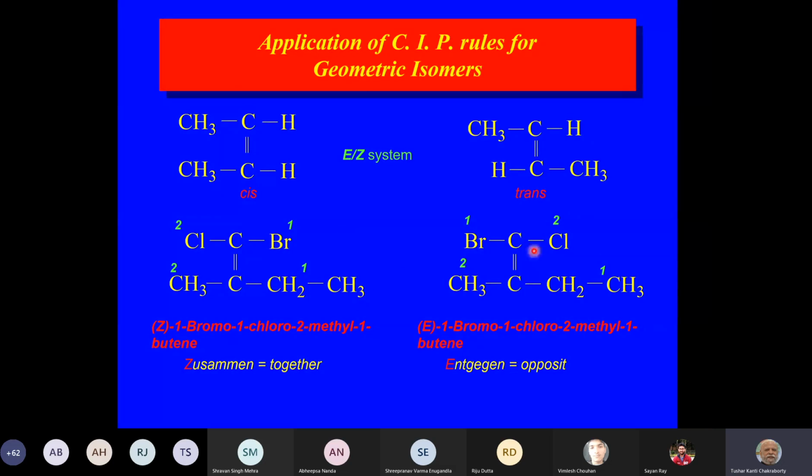And if I, of course, interchange these substituents, so the bromine comes to the left-hand side and the chlorine here, then you can see the ones which have a higher priority, the bromine and this ethyl group, are opposite. So it is called trans, or entgegen, or E. And the top one also is trans-2-butene, or E-2-butene, as we sometimes write. So it is very similar to determine the geometric isomer, cis or trans.